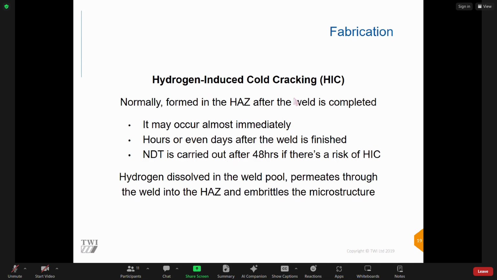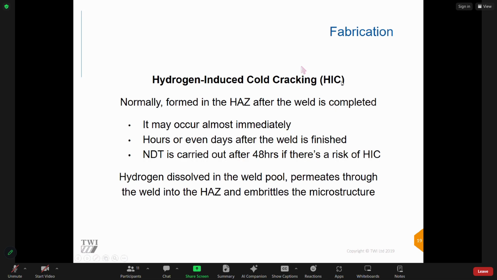Okay. So hydrogen-induced cold cracking, normally formed in the HAZ after the weld is completed. It may occur almost immediately, hours or even days after the weld is finished. Non-destructive testing is usually carried out after 48 hours if there's a risk of hydrogen-induced cracking. Hydrogen dissolves in the weld pool, permeates through the weld into the HAZ, and it brittles the microstructure.